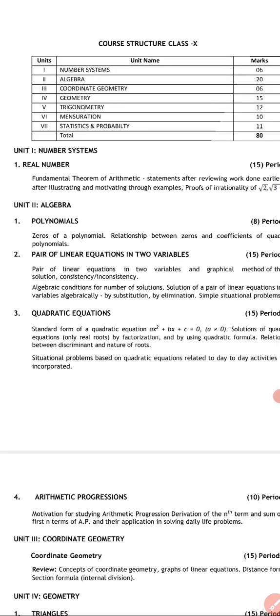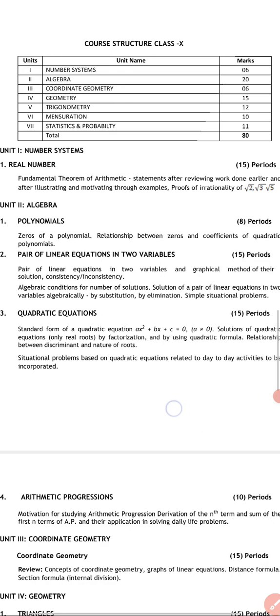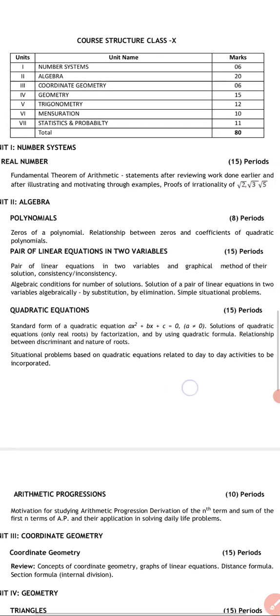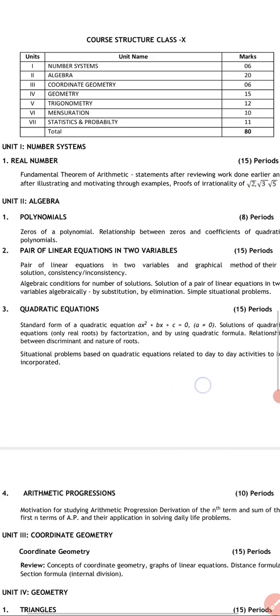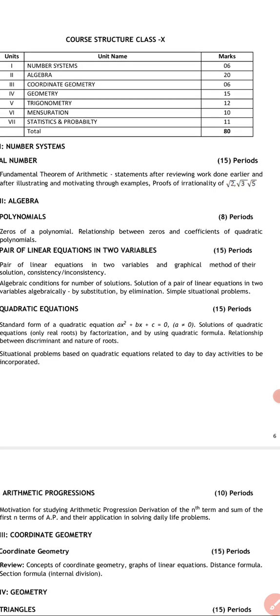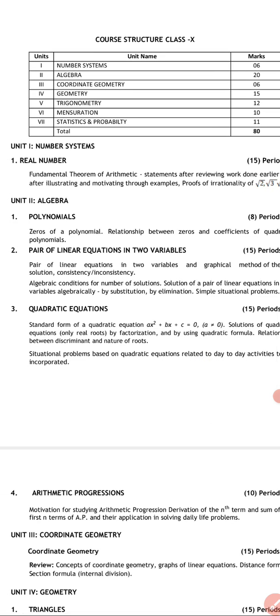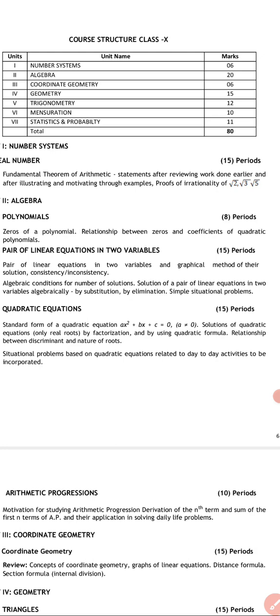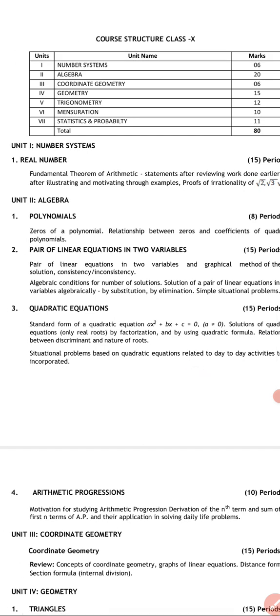Number 2, pair of linear equations in two variables. Pair of linear equations in two variables and graphical method of their solutions, consistency and inconsistency. Next one, algebraic conditions for the number of solutions of a pair of linear equations in two variables, solved algebraically by substitution, by elimination. Then simple situational problems. Some portions are deleted in this chapter.